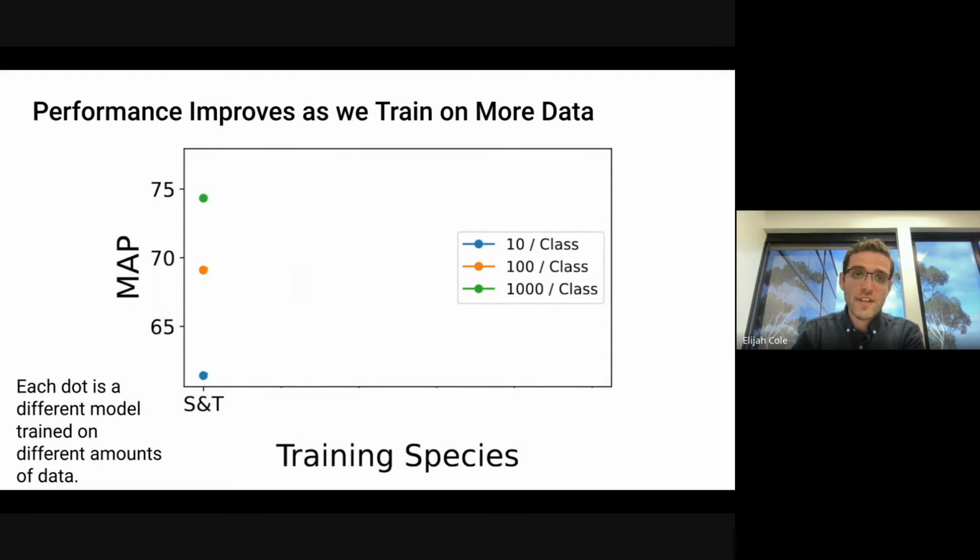These models also tend to scale pretty well as you increase the amount of data that's available. So each dot here is a different model trained on different amounts of data. This is one of the mapping tasks. You either have 10 observations per species, 100 observations per species, or 1,000 observations per species. And so increasing the amount of data per species tends to increase the performance quite a lot with these models.